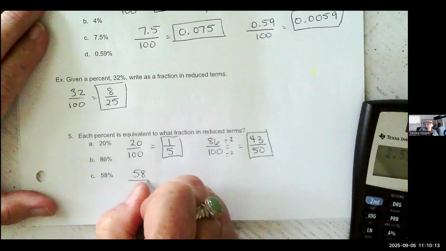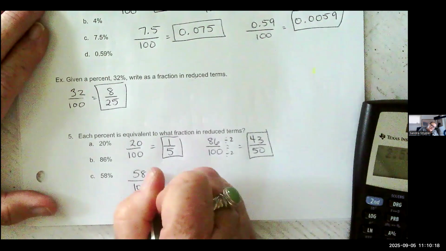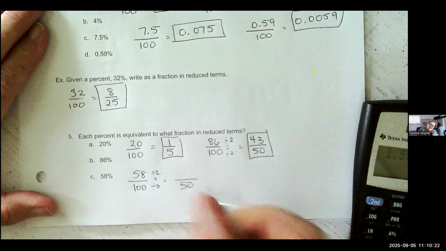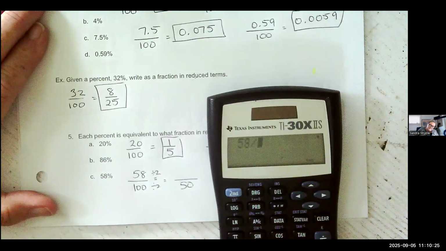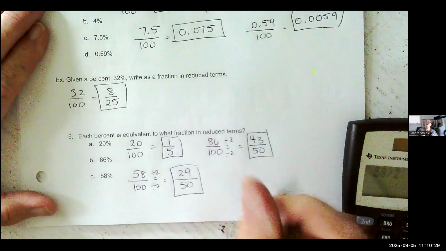58 over 100. Now I need to reduce these by 2. Divide both by 2. And I get 29 over 50. 29 is prime. So there's my reduced version.